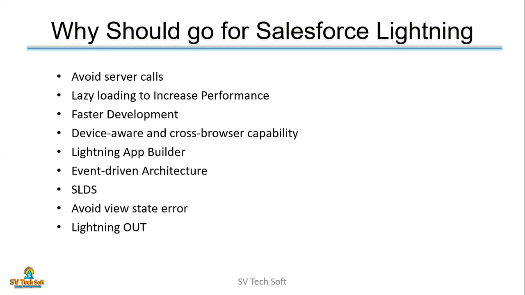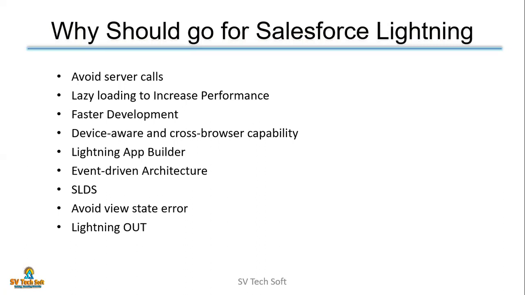Then event-driven architecture. What is the meaning of event-driven architecture? Event-driven architecture means you can communicate between two different components easily by using Lightning. You can easily talk between two different pages without having any relationship, because these two are individual components, but you can communicate from one component to another component easily with the help of event-driven architecture.